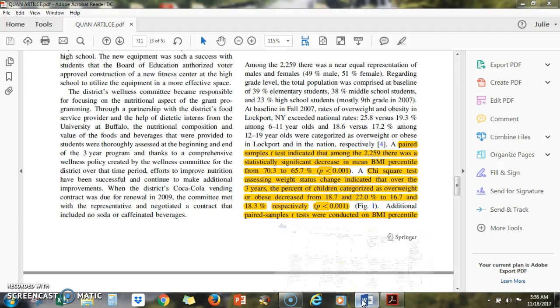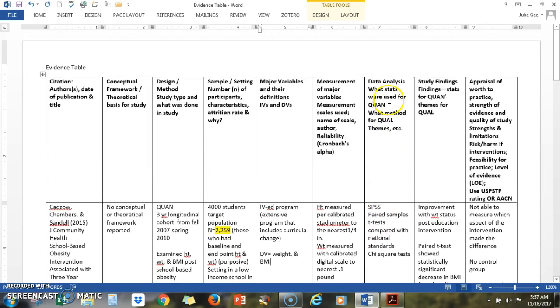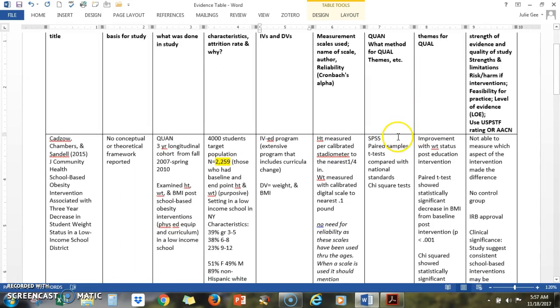Good. Okay. So I'm going to go right over here. All this column cares about is what statistics were used in the data analysis. So we used SPSS, we used paired samples t-test, and we used chi-squared test. It's really important to mention the main statistics. Some articles will go on and on about statistics. Don't bother with descriptive statistics, meaning percentages and things like that, unless you feel the need to put that in there, and unless that's pretty much all the quantitative study was about, was percentiles.